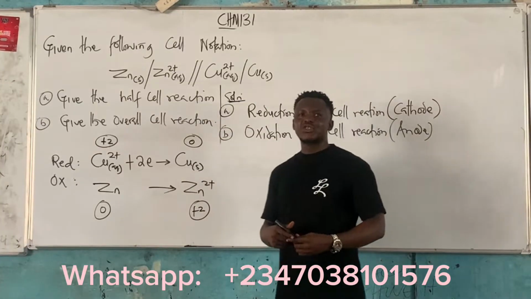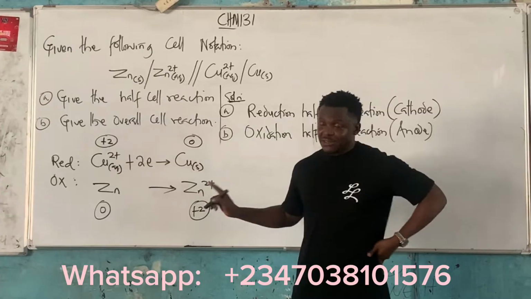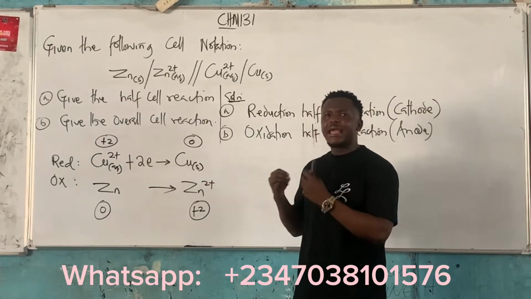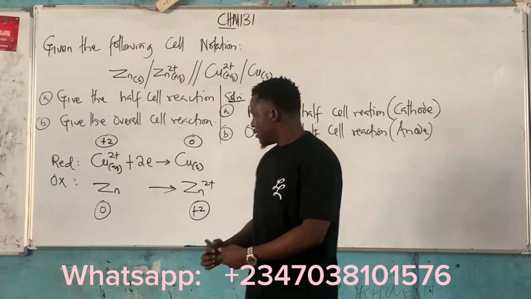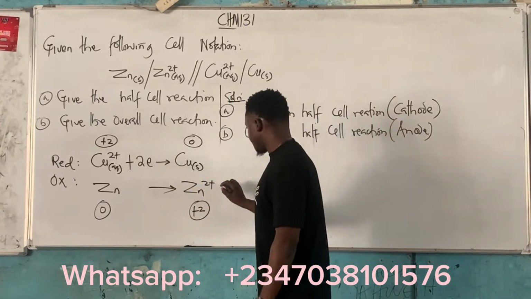So where will I add the electron? Is it on the left hand side or on the right hand side? Right. Please don't mistake this. Check out for the side that is more positive. Our aim is always to reduce the higher one to the lower. This one is 0, so there's nothing to reduce here again. So you come here.